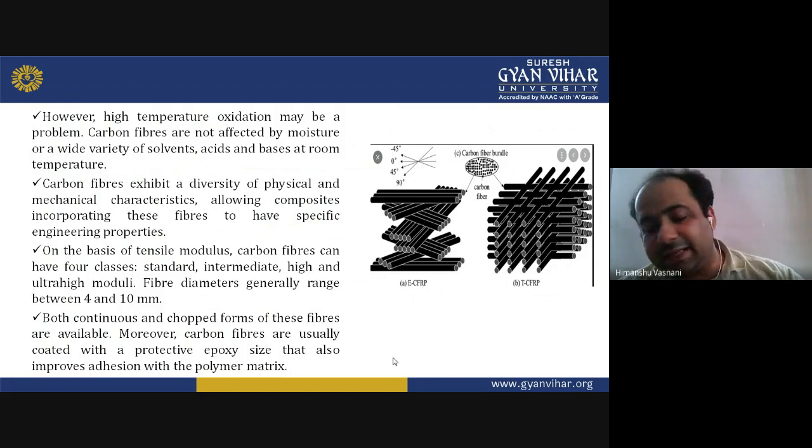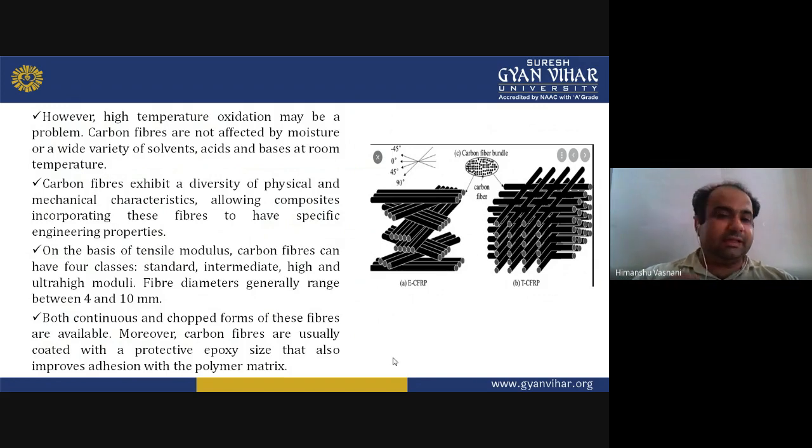On the basis of tensile modulus, carbon fibers can have four classes: first is standard, then intermediate, then high and ultra high modulus. Fiber diameters generally range between 4 to 10 micrometers. Both continuous and chopped forms of these fibers are available. However, carbon fibers are usually coated with a protective epoxy size that also improves adhesion with the polymer matrix.